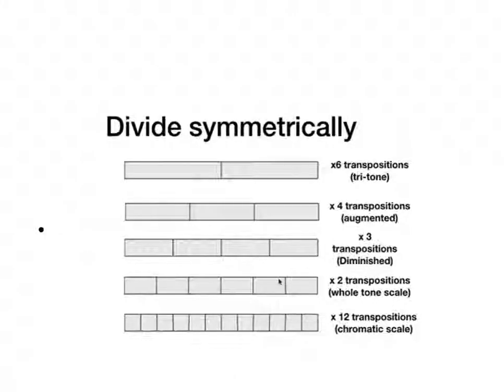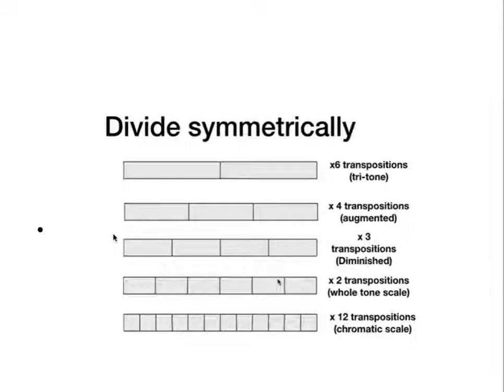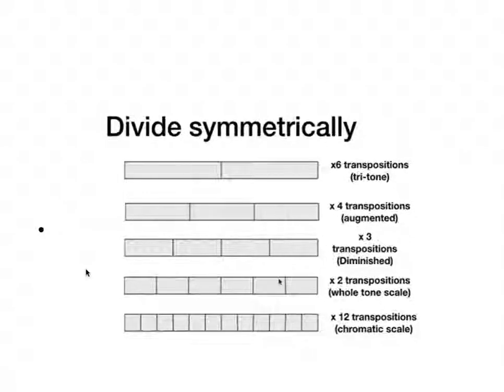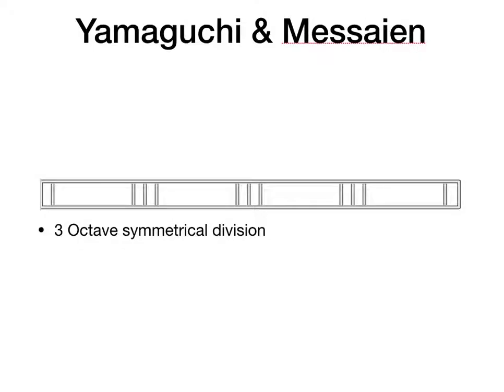Okay, so we've looked at symmetrical divisions of an octave. So Coltrane was using this particular division of an octave. Yamaguchi and Messiaen take this concept further. So if we look at this example here, instead of dividing one octave symmetrically, Messiaen in his modes of limited transposition divided multiple octaves symmetrically. Okay, and this is a 3-octave symmetrical division as found in Yamaguchi.